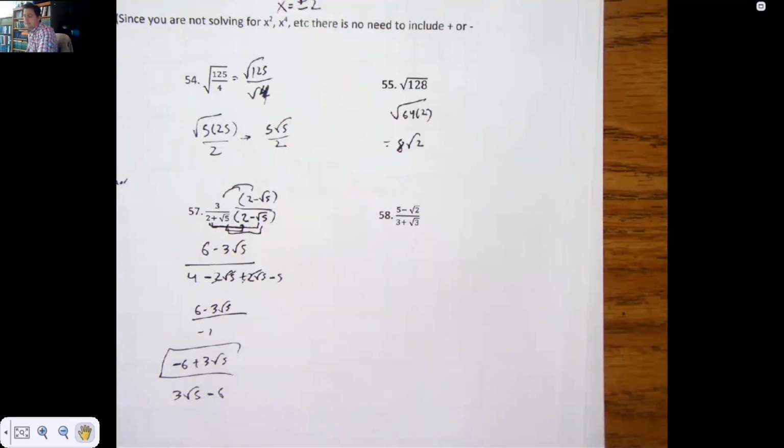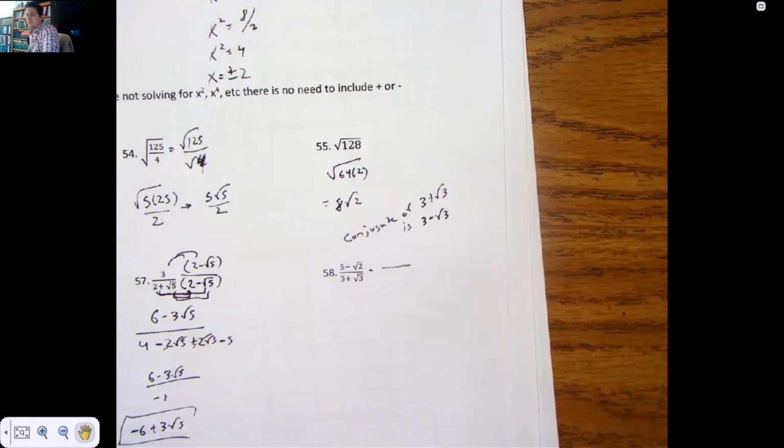58, 5 take away root 2, sitting pretty over 3 plus root 3. You need to be asking yourself what the conjugate of 3 plus root 3 is, and I guess I should write that out. The conjugate of 3 plus a root 3 is 3 minus a root 3. You change the sign on whatever's weird to form a conjugate. So we multiply the numerator and denominator by 3, take away a root 3.